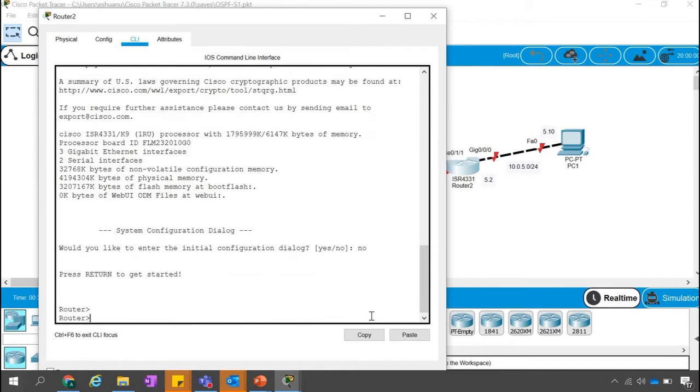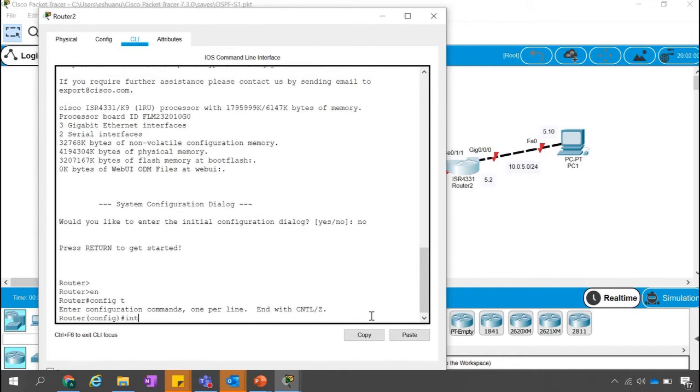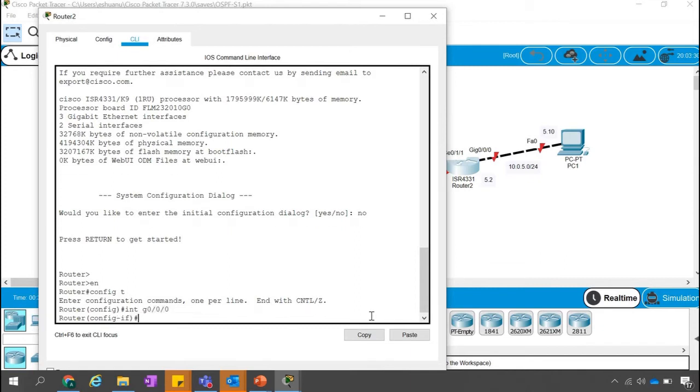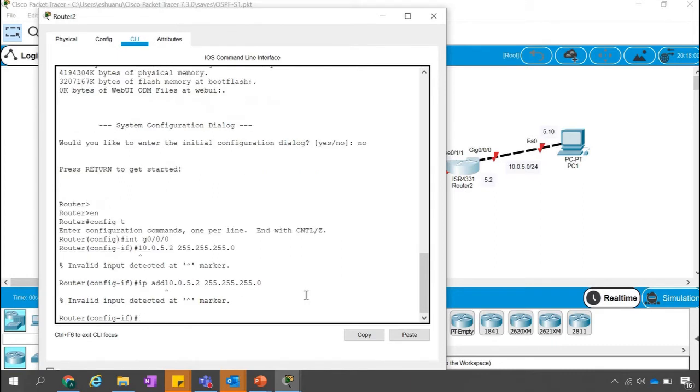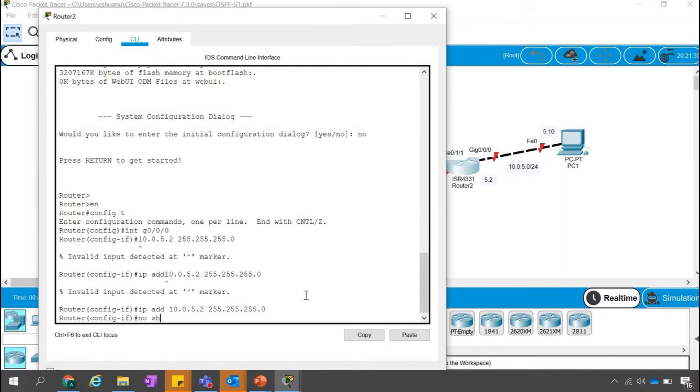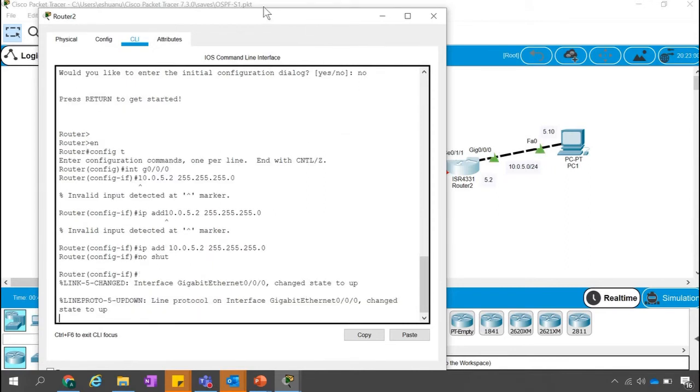Let's say, enable, config t, interface Z0/0, right? And the Z0/0 is this interface, which is connected to the computer. So here I have to give this IP 10.0.5.2. This side, because this is the router side, we have to give 5.2. 10.0.5.2, subnet mask will be the same. Oh, IP address, I have missed. I missed a space this time. Yeah, no shut.